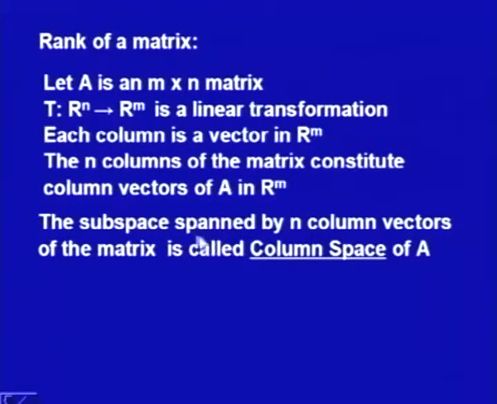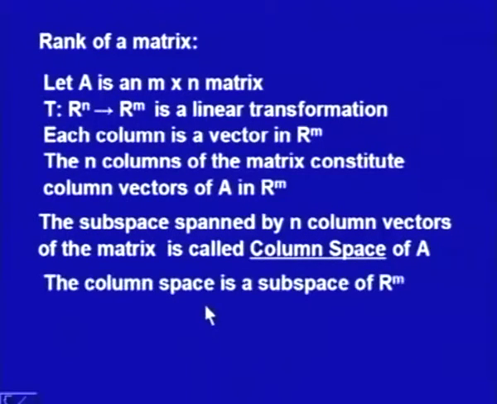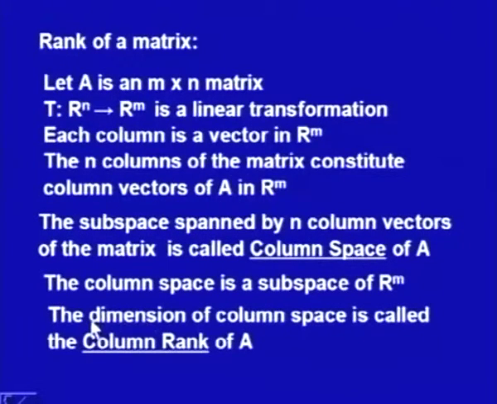Then the subspace spanned by these n column vectors of the matrix is called the column space of A. We have proved that if A represents the matrix of a linear transformation, then that will be a vector space, so we call that vector space the column space. The column space is a subspace of Rm, this we have already established. The dimension of the column space is called the column rank of A. So, the number of linearly independent column vectors is the column rank of A.